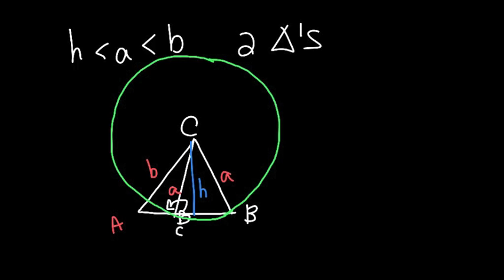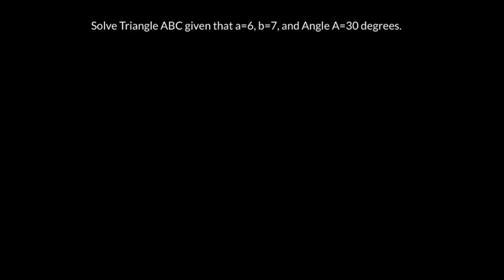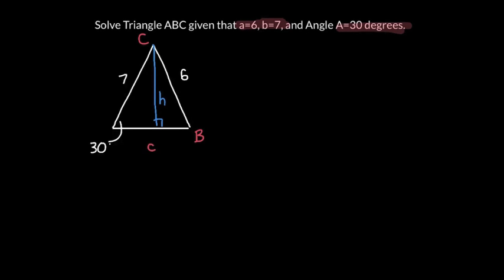Now we can move on to an example. This problem asks us to solve triangle ABC, which means to find all the missing angles and sides. Here they give us that side a equals 6, b equals 7, and angle A equals 30 degrees, which we can label in a triangle. And in this problem, we are trying to find angle B, angle C, and side c.